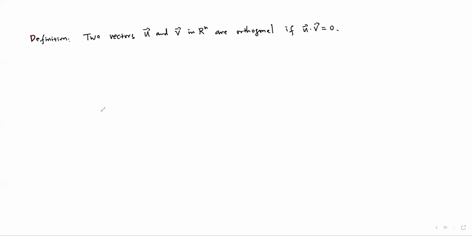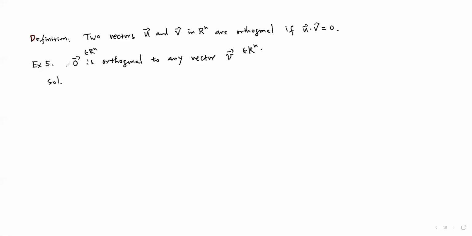So let me show you examples. Example number 5. The 0 vector is orthogonal to any vector V, both in Rn. Why is the 0 vector orthogonal to any vector V?